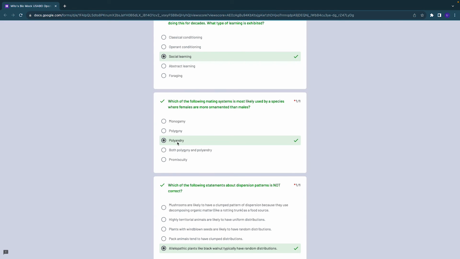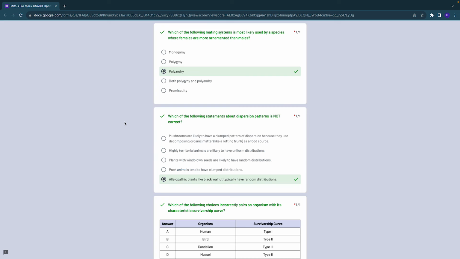And for this one, the answer is polyandry. Polyandry is when there's one female, multiple males. Polygyny is the opposite. So basically, in the polyandry system, the females are going to be more ornamented, and in polygyny, it's reversed.